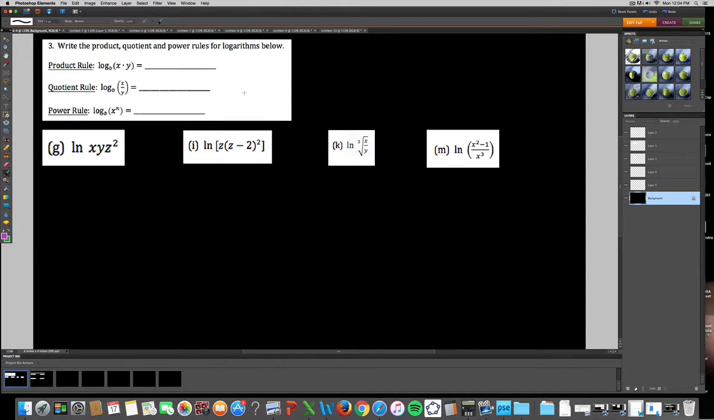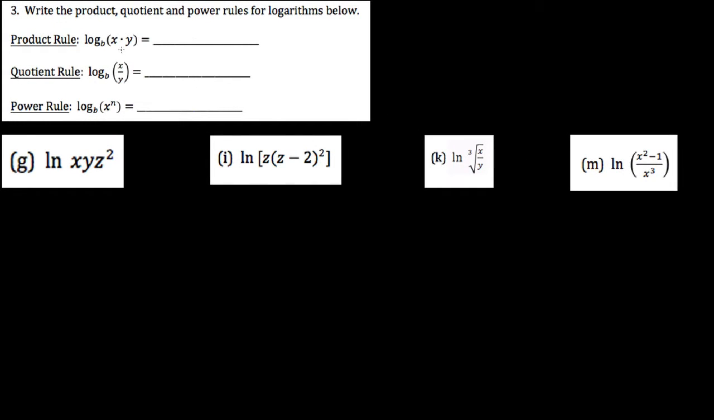Okay guys, in this video we're going to be using our product, quotient, and power rules to both expand and compress logarithmic expressions. We're going to start with expansion, beginning by defining what our product, quotient, and power rules are.